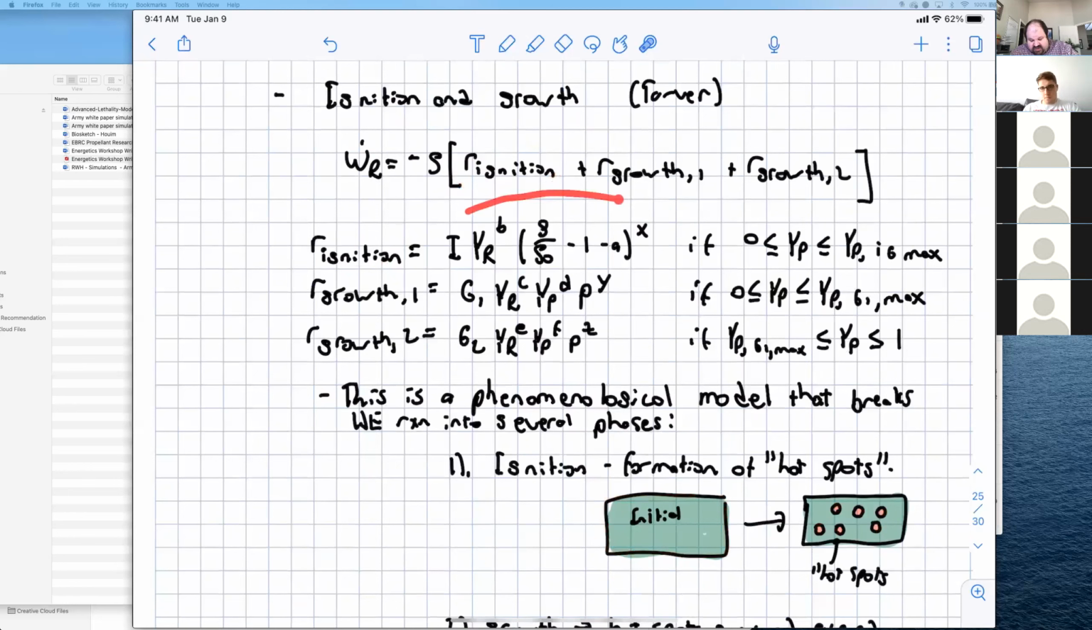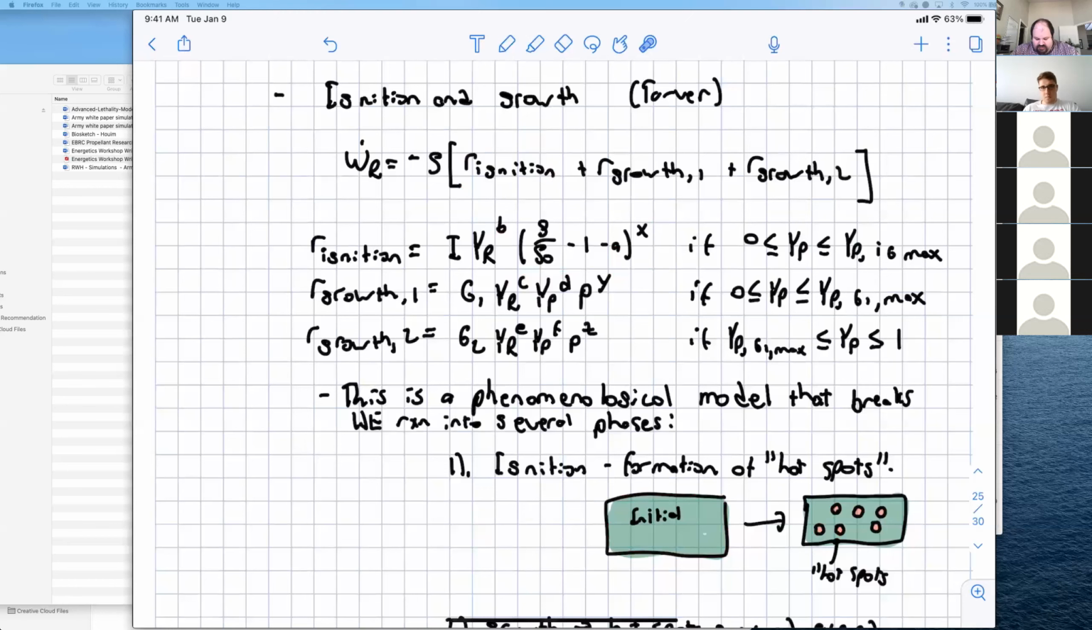And that's given by this completely empirical rate law here, where A, B, and X are constants. Then you have all these little hotspots here, and now they need to grow and expand in size. And so those are the two different growth steps. I'm not sure physically why there are two growth steps. I would assume maybe after a point, the hotspots start growing into each other, and you need to consider that area.